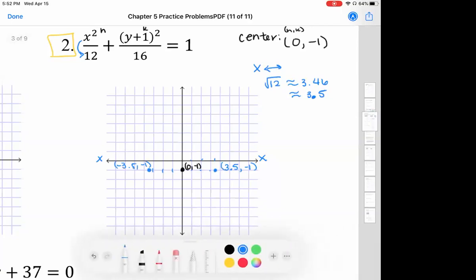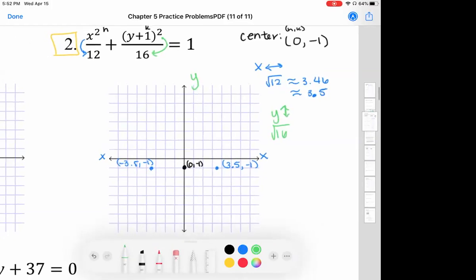Up and down, I'll do in blue, but let me erase my little tick marks so you don't think I'm saying something that we're not trying to say. All right, I'll do up and down in green. So underneath the Y, I have what's going to tell us to move up and down. Remember, your Y moves up and down. You can always take a look at your axis. Where is the Y? It moves up and down. So I have a 16. I take the square root of that. We get 4. I'm going to go up and down from the center 4.